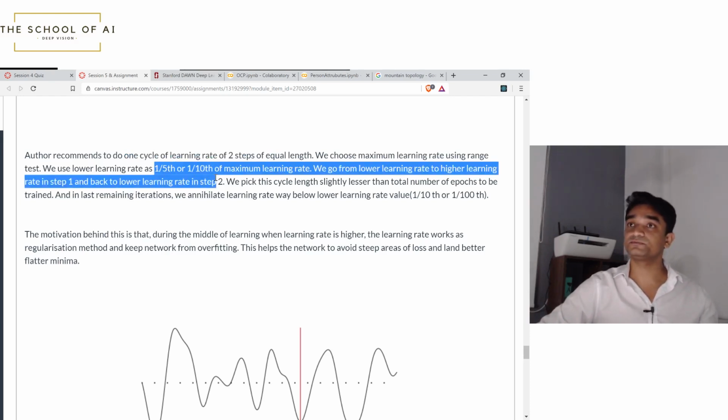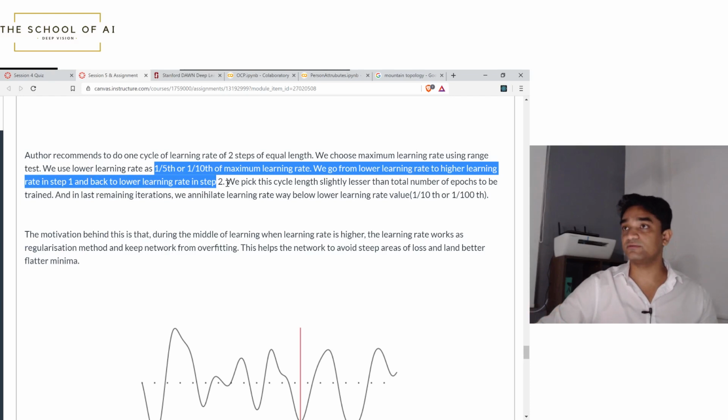You see this OR? That OR basically means a grid search. You have to find out which one you are going to use. So right now I only know the 0.1 number. I don't know what this number is going to be, 1 by 5 or 1 divided by 10. We go from the lower learning rate to the higher learning rate range in one step and back to the lower learning rate in step 2.